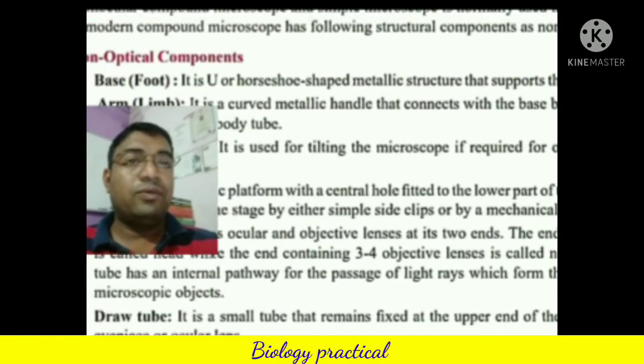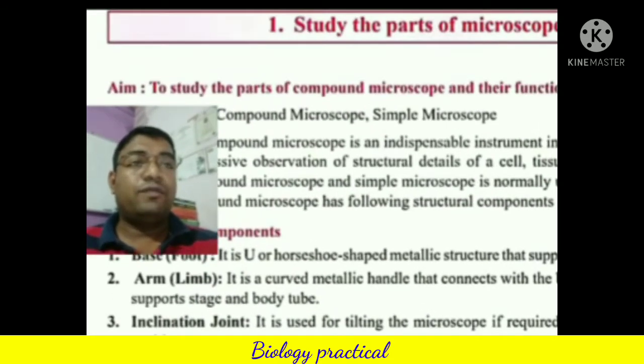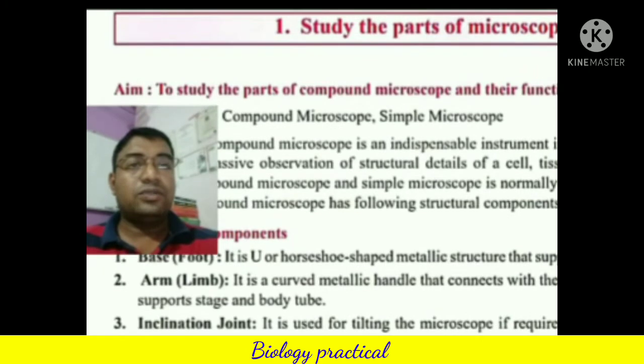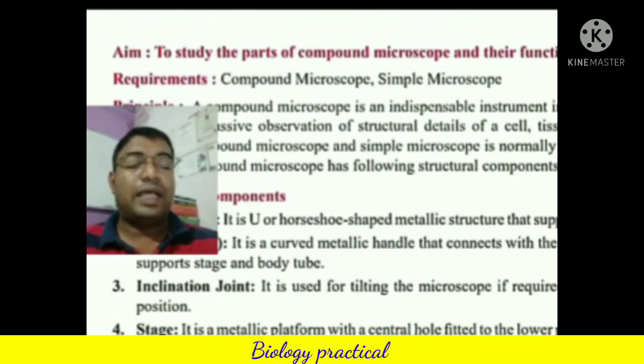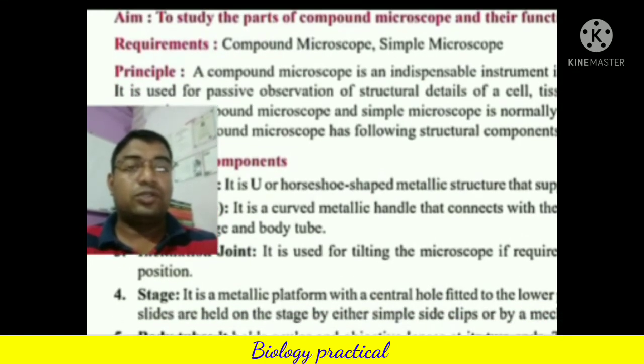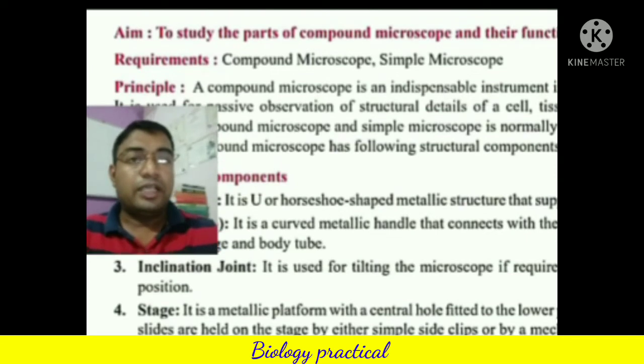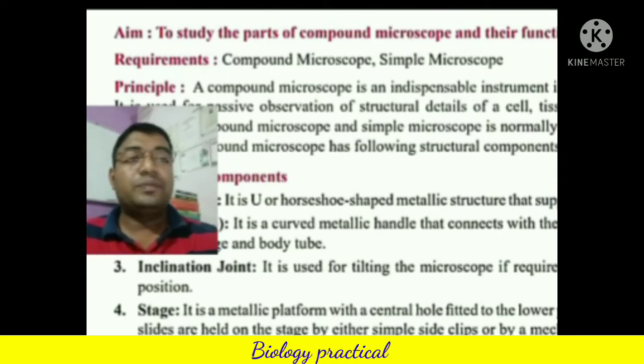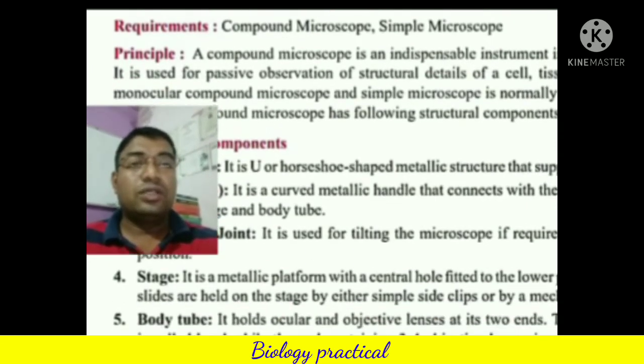Experiment number 1: study of parts of microscope. The aim is to study the parts of a compound microscope and their functions. What are the requirements of this practical? A compound microscope and a simple microscope. The principle behind this experiment is that an indispensable instrument which is used for observing minute things is a compound microscope.